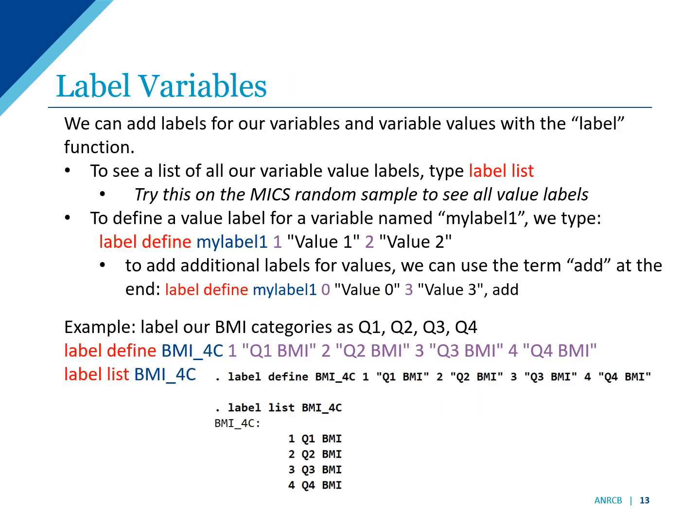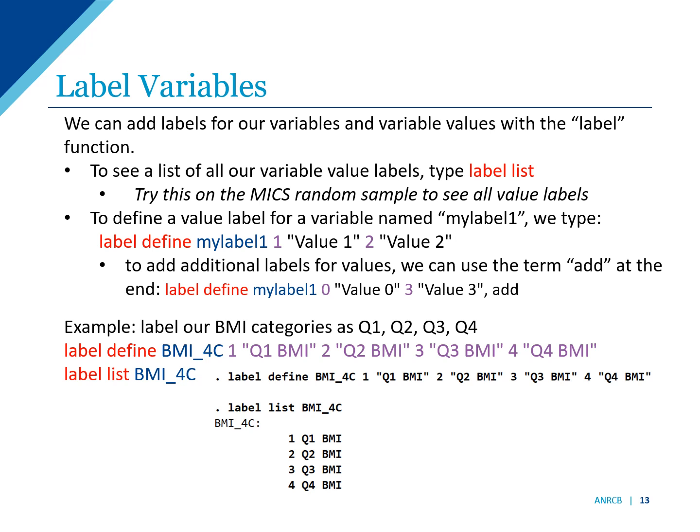We can add labels for our variables and values with the label function. To see a list of value labels for all of the variables in your data set, type label list. You should try this with the mixed sample and see how values are labeled. You can also type label list for one variable or a few.